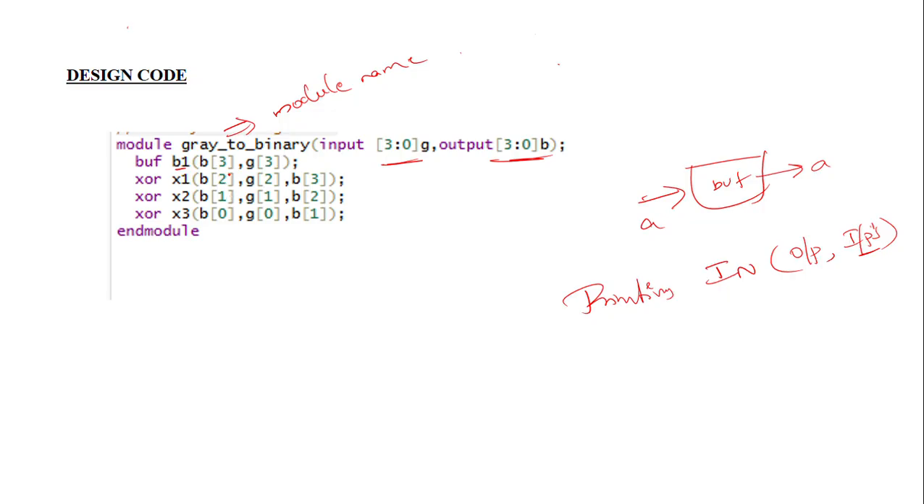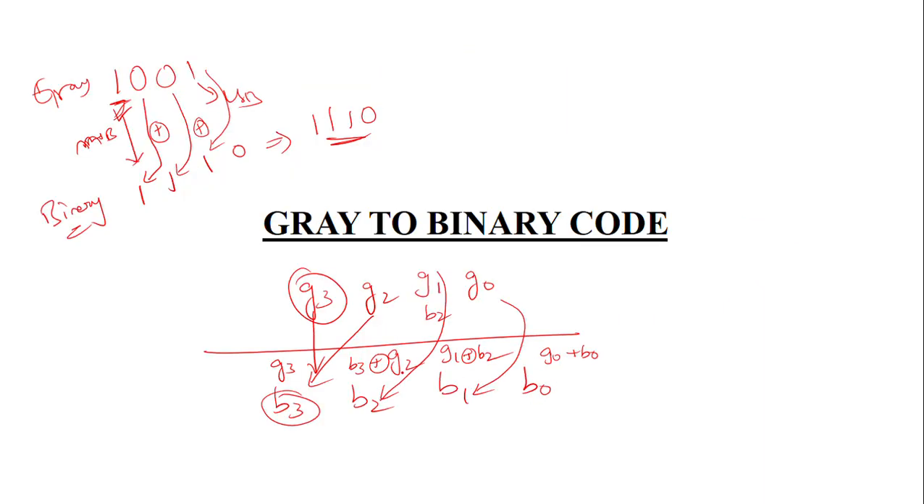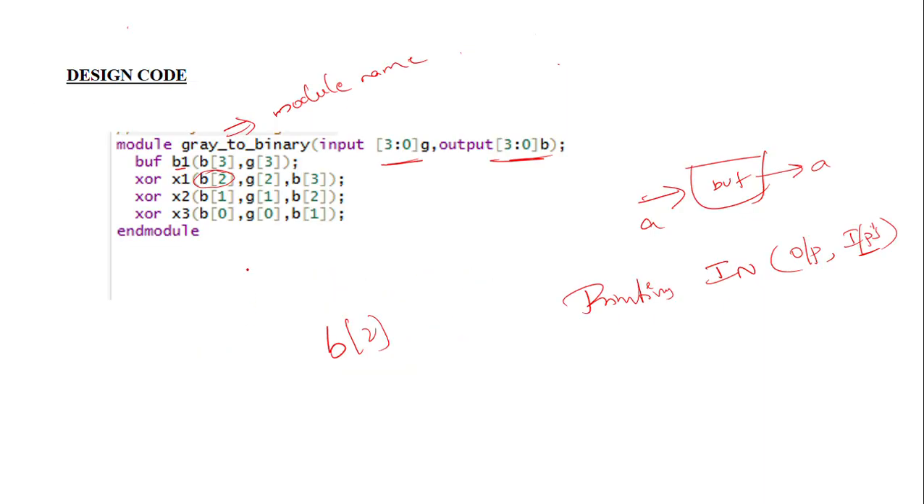Next, how do we get B2, that is B[2]? It is the XOR operation of B[3] and G[2]. So G[2], comma, B[3]: these are our inputs. 1 XOR 0 is 1, or 0 XOR 1 is 1, so there is no change. I can also write it in reverse order.